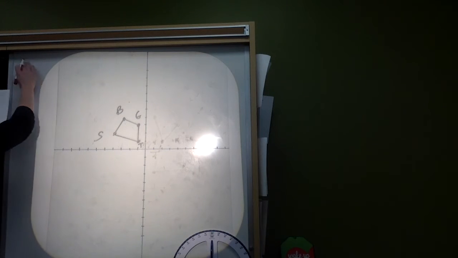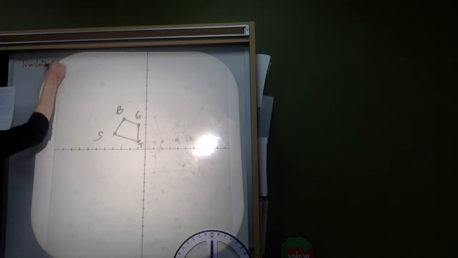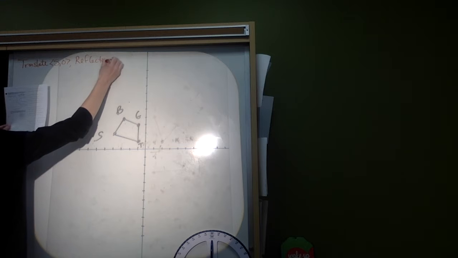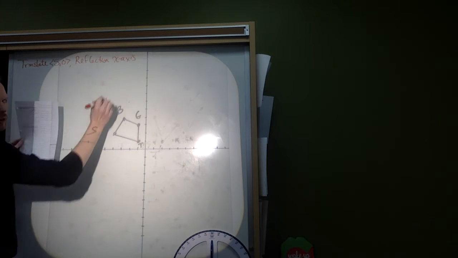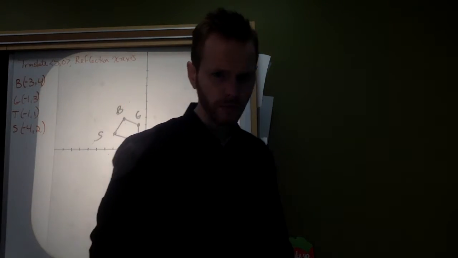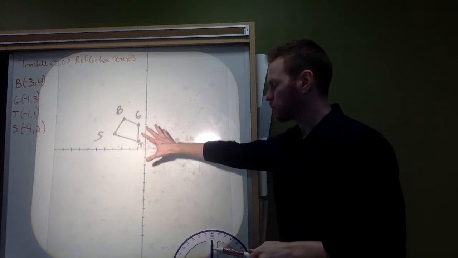Okay? So first off, what are we doing? We're going to translate 5, 0, and then we're going to do a reflection across the x-axis. Okay? That's our goal for it. And what we start with is -3, 4 for B. G is -1, 3, T is -1, 1, and then S is -4, 2. Okay? So that's what those coordinates are.